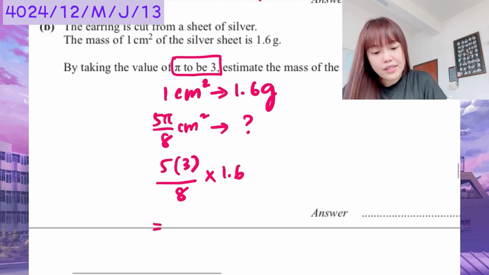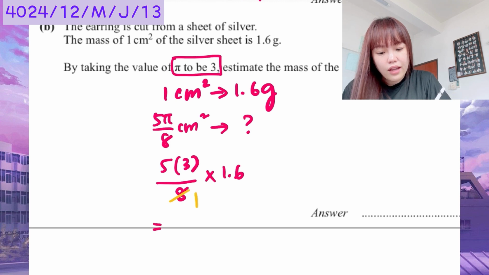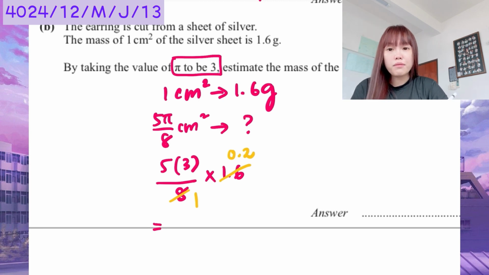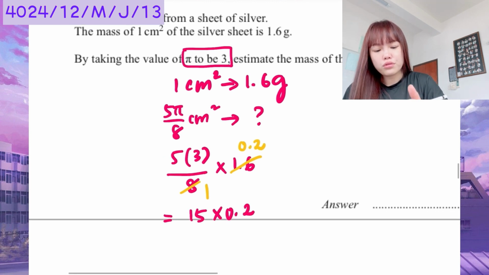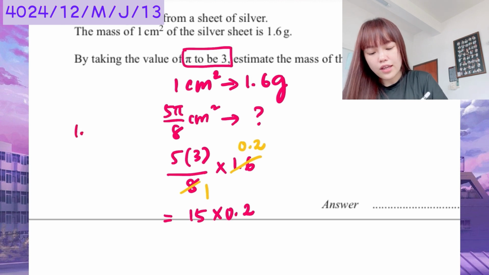Okay, so here I simplify. 8 I divided by 8 becomes 1. This 1.6 I divided by 8 is 0.2. Okay, not 2, because it's not 16, it's 0.2. And then 5 times 3 is 15. So 15 times 0.2. Okay, I can show you how I divide like that, by 8. Why 0 point? Because it's 1, right? So 0, so it's 16.